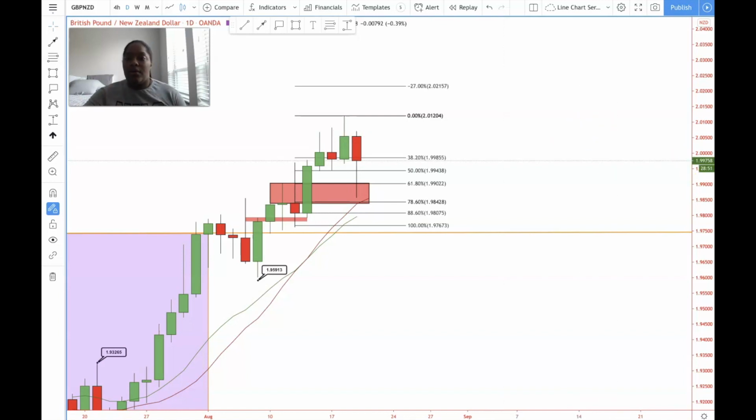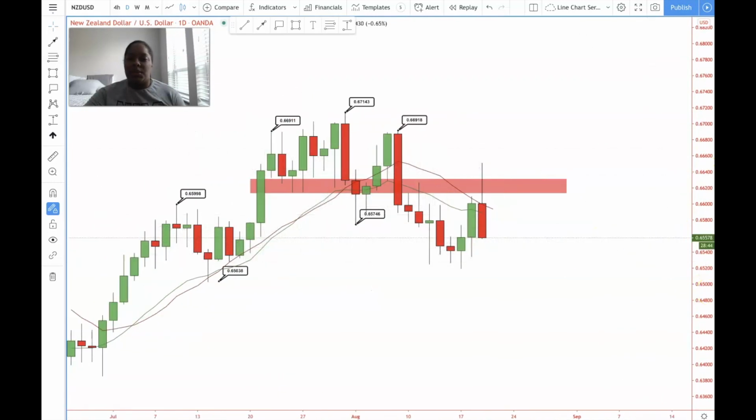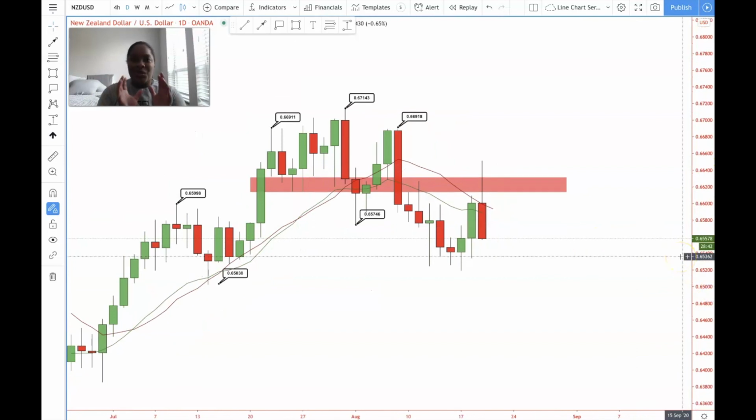Now we're going to go over to New Zealand dollar. Dealing with the New Zealand dollar pairs right now, I can see some really good sell potentials. My gosh. I'm going to group these pairs for you guys as well in the Swing Trading Society. So for my Swing Trading Society members, we're going to be talking about this tonight.